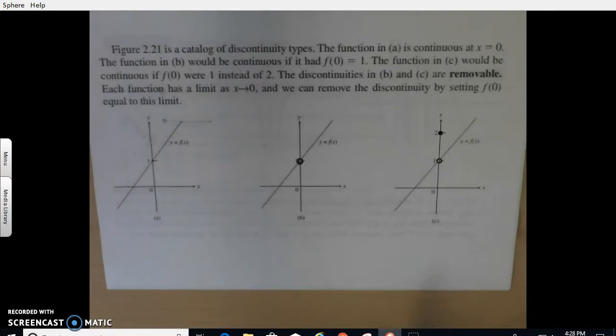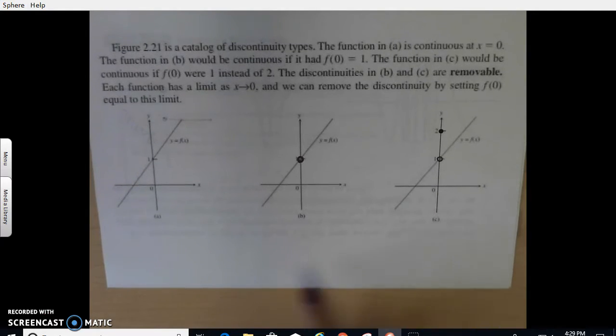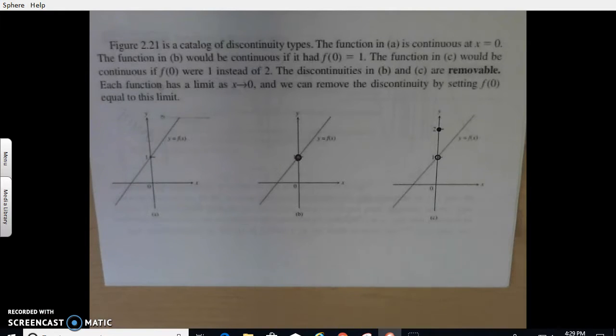These are removable, and because each function has a limit as x is approaching 0, we can remove our discontinuity by setting f of 0 equal to the limit. In this case, we would have to set them equal to 1.